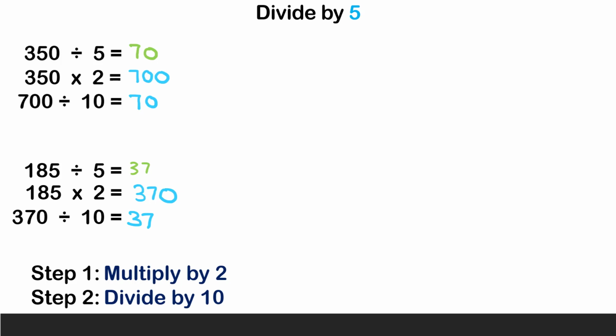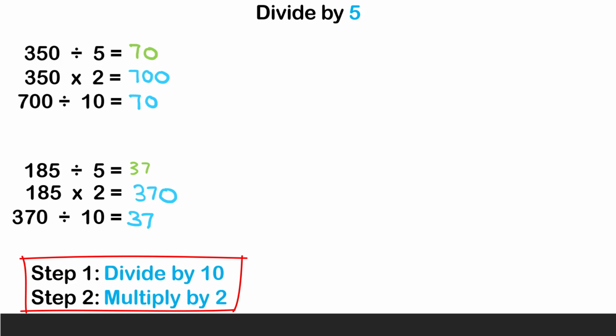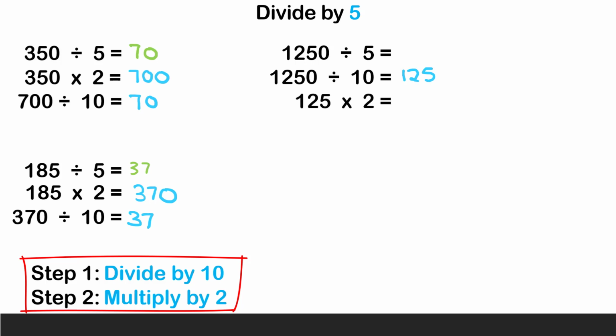Like in multiplication, even in division, you can swap the operation around. So you could divide by 10 first and then multiply by 2, whichever you are comfortable with. Let me show you how it's done. 1,250 divided by 5. Step 1. Divide by 10. 1250 divided by 10 is as simple as removing the 0. So the answer is 125. Step 2. Double it or multiply by 2. 125 multiplied by 2 is 250.